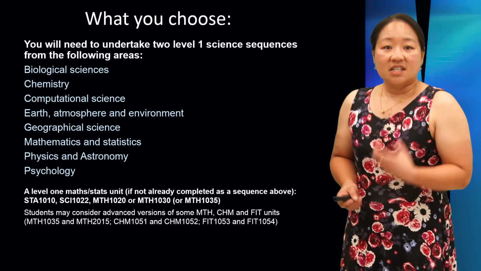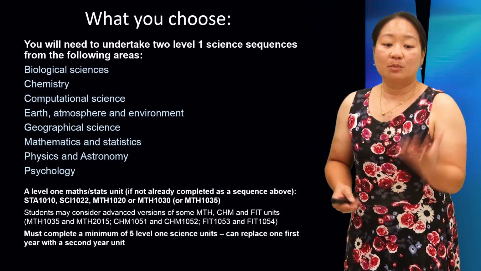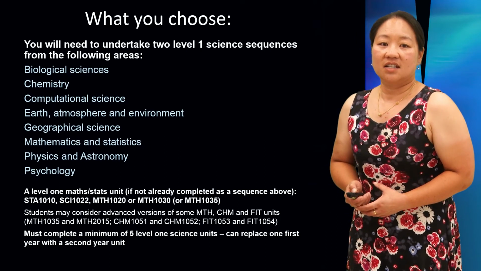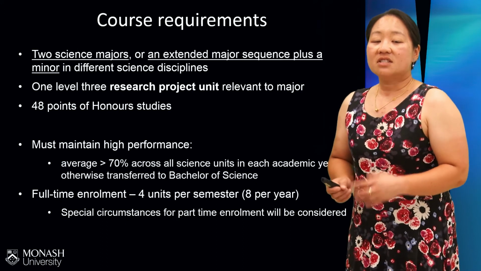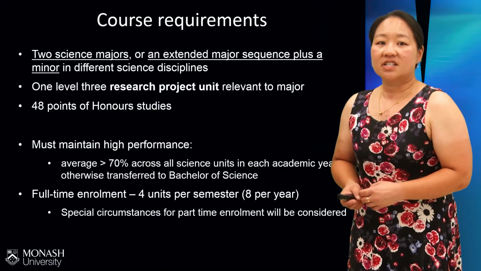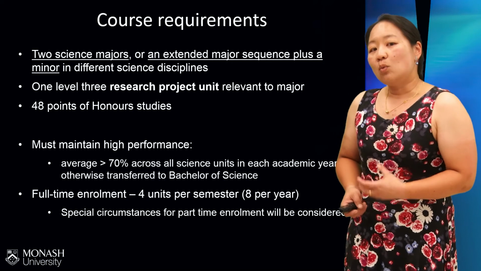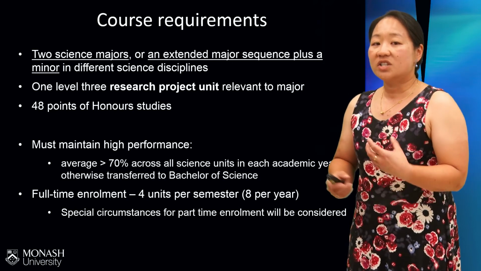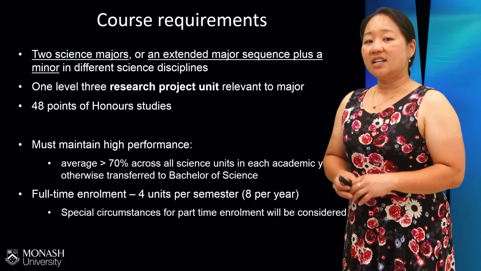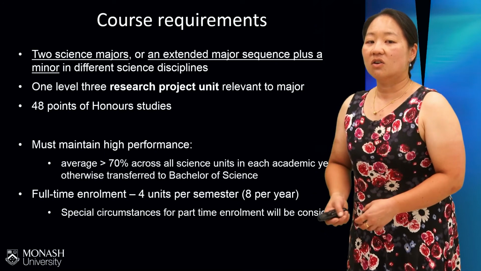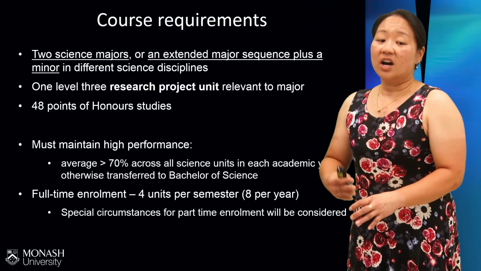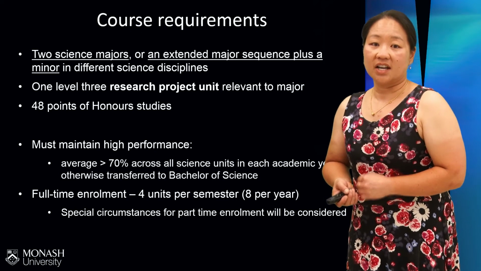For the course requirements, you need to complete a minimum of those 5 level 1 science units, and you can replace one first year unit with a second year unit. The course requirements require 2 science majors or an extended major and a minor in different science disciplines. You need to complete 1 level 3 research project unit, which is relevant to your major, or 48 points of honours studies. You need to maintain a high performance to remain in the course and maintain an average of 70% across all of your science units. Otherwise, you will be transferred into the straight Bachelor of Science.